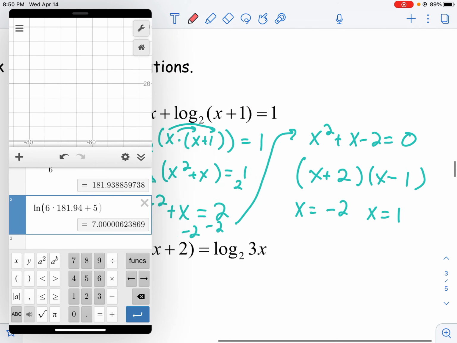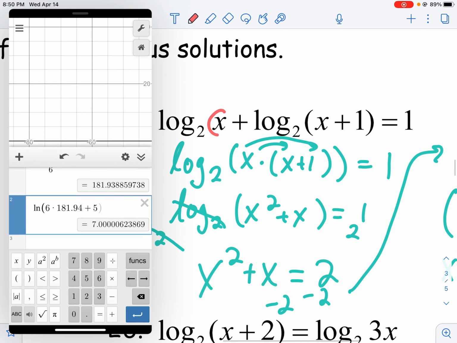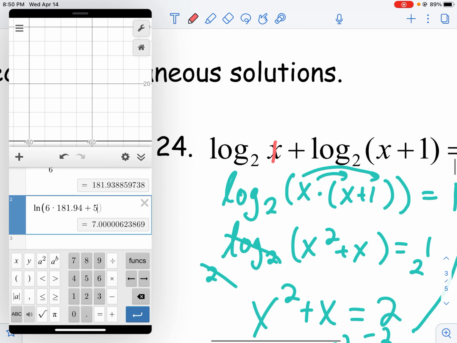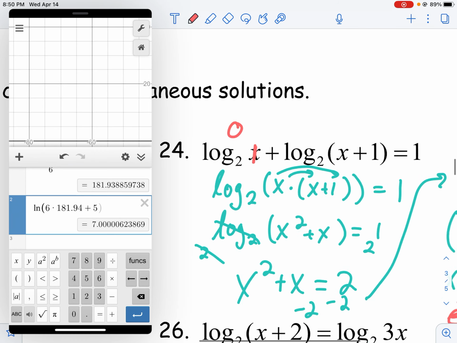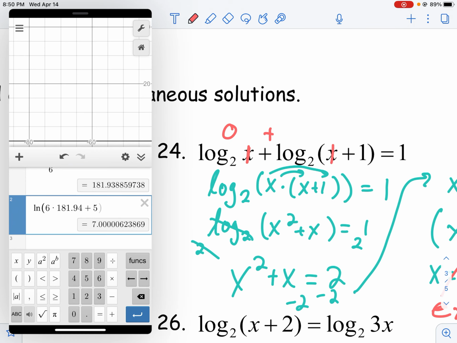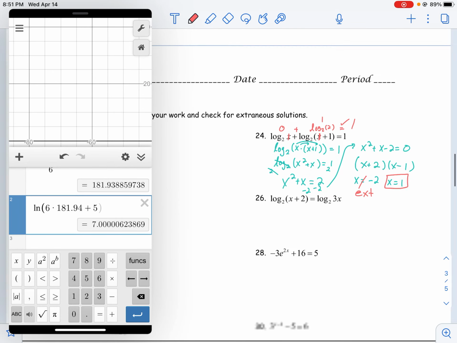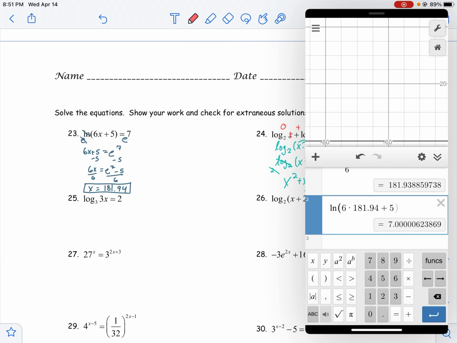Let's plug them in real quick into this equation. If we plugged in negative 2, it would make this log negative, so we're done plugging in negative 2. It's extraneous. Can't use it. Let's plug in 1. We plug in 1 right here. Remember, log of 1 is just 0, so that would give us 0. Plus, we plug in a 1 here. That's log base 2 of 2, which is 1. 0 plus 1 does give us 1. So x equals 1 does work here.